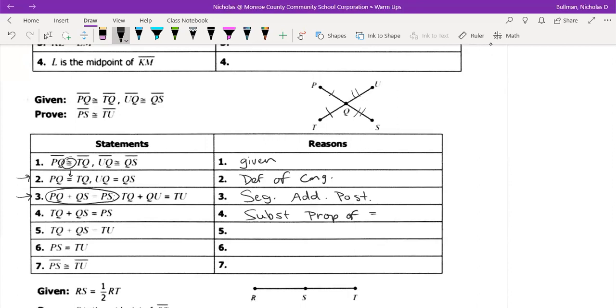My next one, I've got TQ plus QS equals TU. Again, look back at my previous statements. That's very similar to this statement in statement 3, except QU got replaced with QS, which is up here in statement 2 as well. Since I have that equality statement, I can say substitution property of equality.